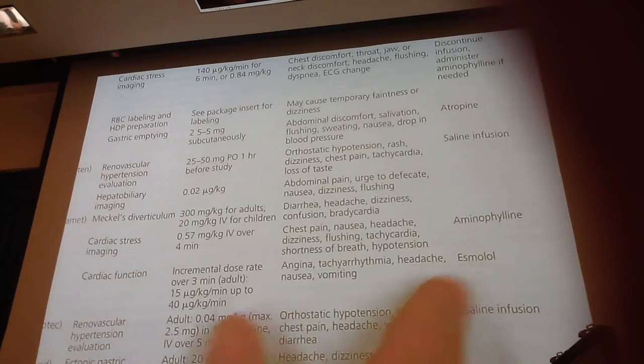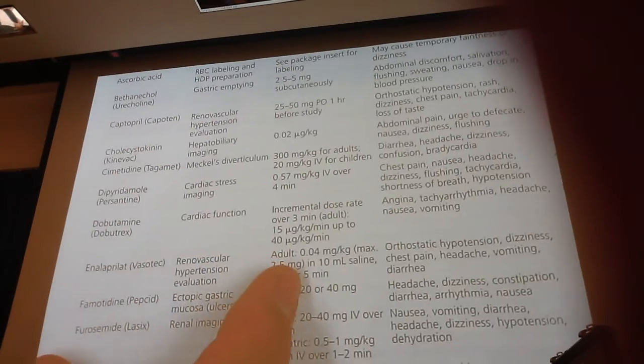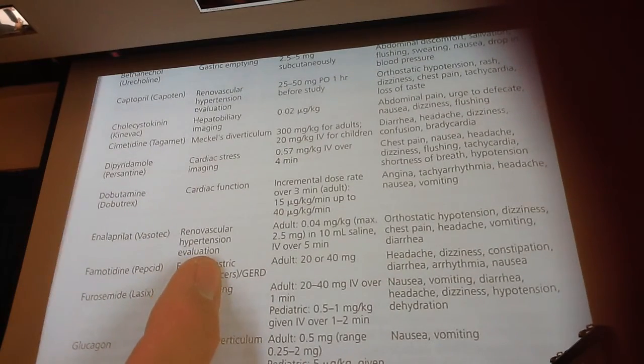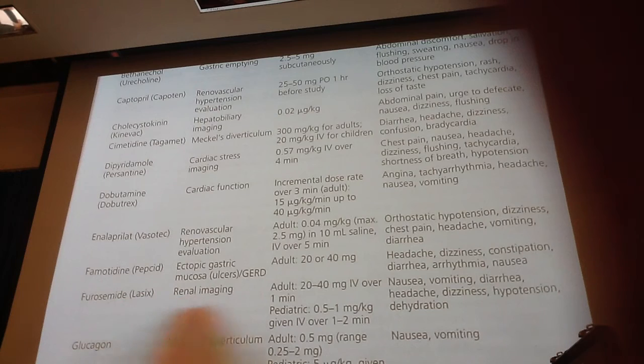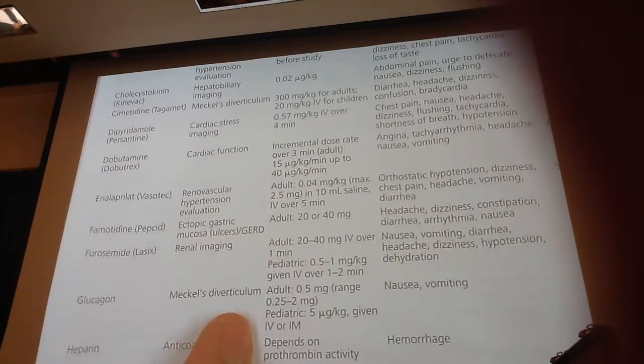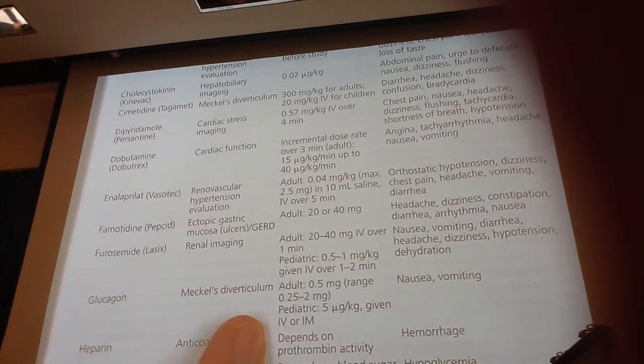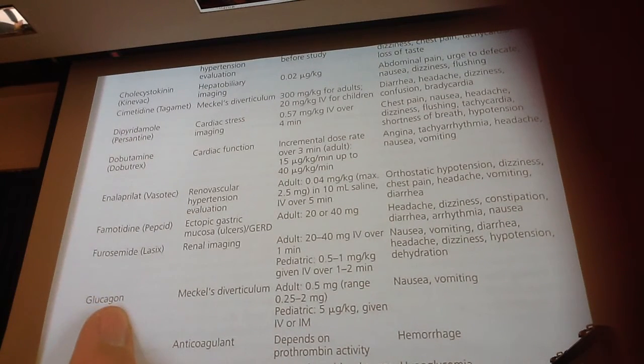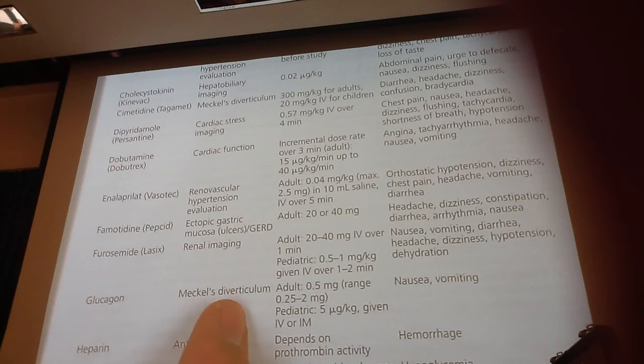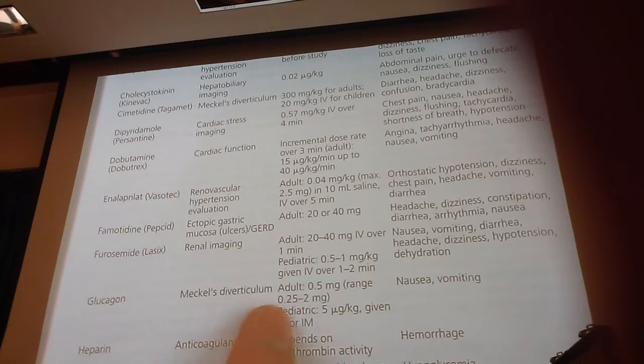And then esmolol, they told me to give nitroglycerin. Then here's enalapril, which is like captopril. Here's your Lasix. Remember that heart patients may be taking Lasix also. What about glucagon? Increases blood sugar. Remember it releases glycogen from the liver, so it raises the blood sugar levels. It causes the mucosa not to have peristalsis. You don't want the stomach moving when you're trying to take a picture of the Meckel's.